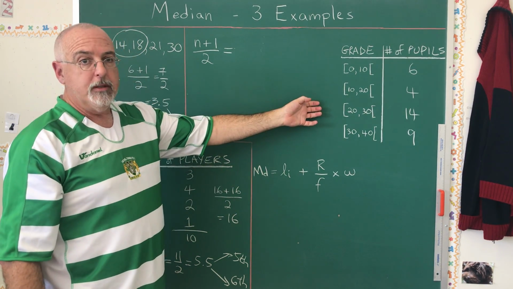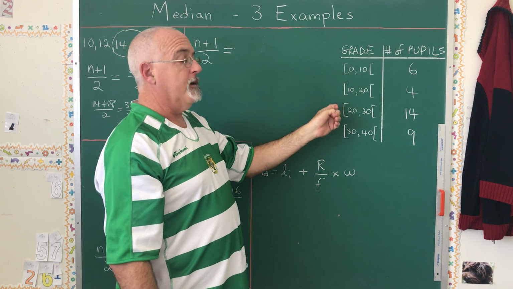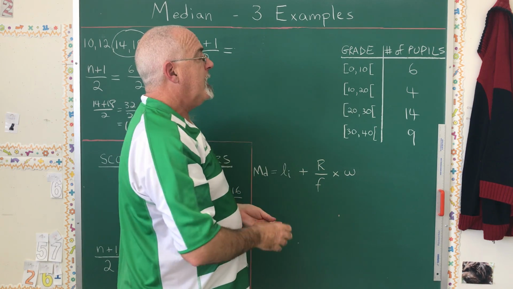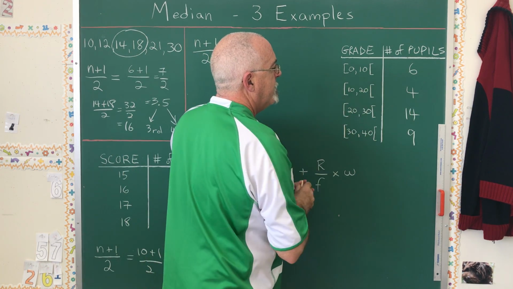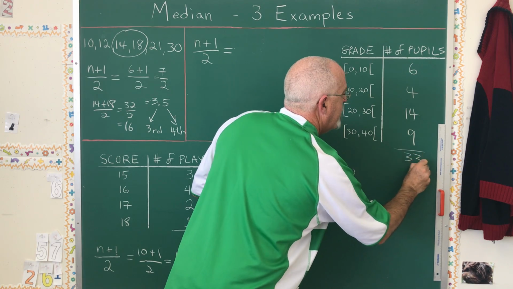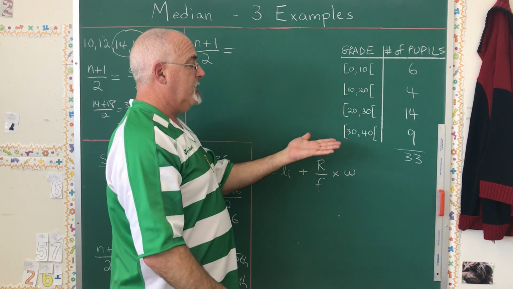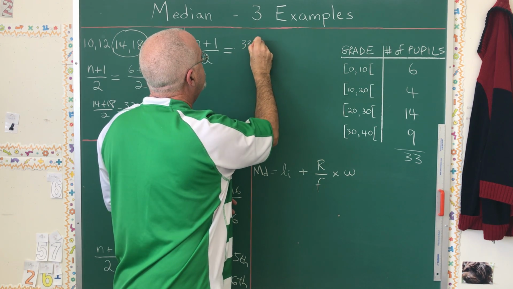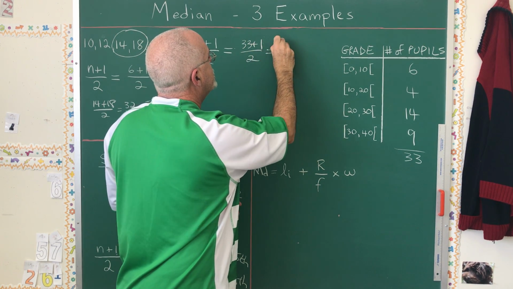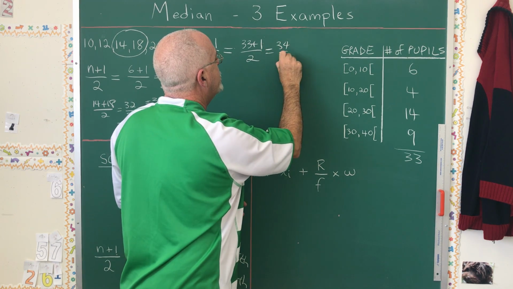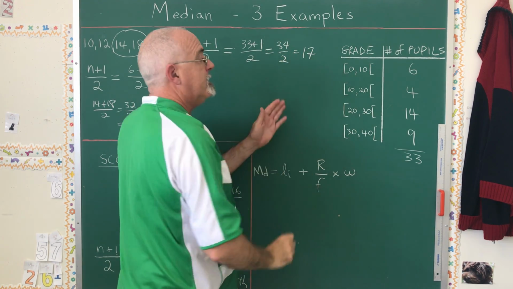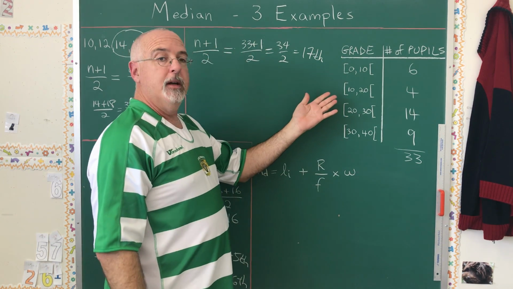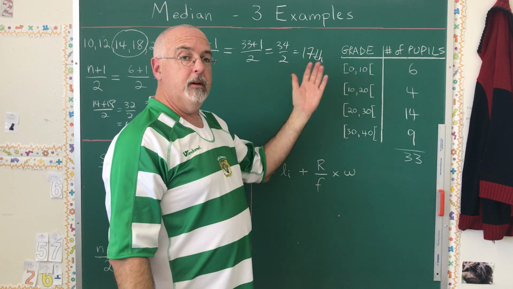Here's another type of frequency table, but this is classed data. And this is a little trickier because we don't know what the data is. We can see that the frequencies add up to 33, so our n is 33. And we start the same as usual. We use the n plus 1 over 2 formula. So I have 33 plus 1 over 2, which is 34 over 2, which is 17. This time I don't have the 0.5, so my median is the 17th value. But again, I don't know what the values are.